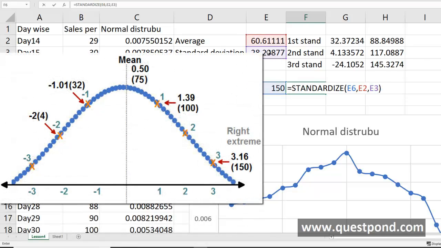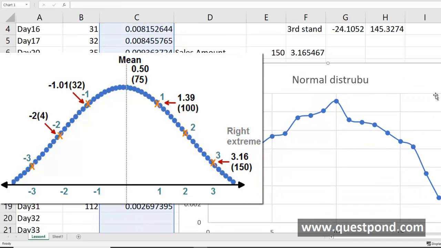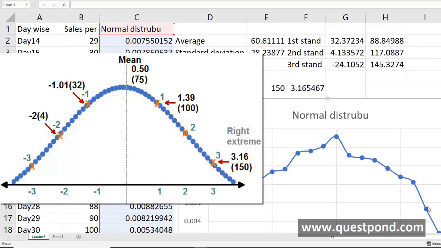Now if you look at 150, 150 goes into the third standard deviation. You can see here, it goes on the right side of the curve. In the third standard deviation, it is showing 145 as the max, so it is going above that. You can see it is showing 3.16. That means it is lying on the right side extreme of the bell curve, somewhere down here. Now let us put, let's say, 32. You can see it is -1, right? So -1 means it is lying somewhere in this first standard deviation out here.